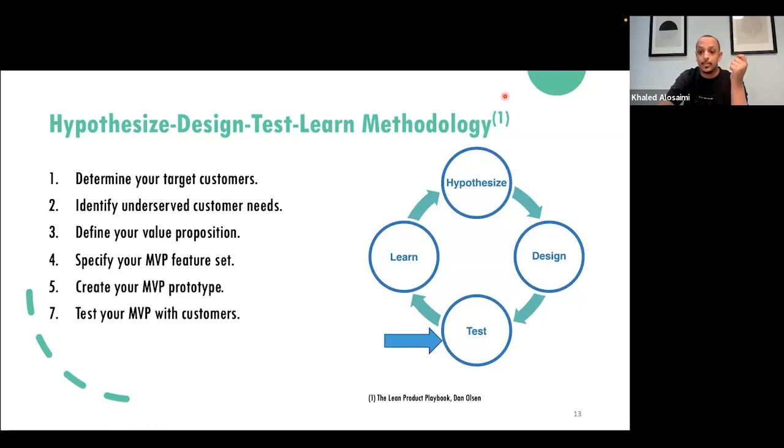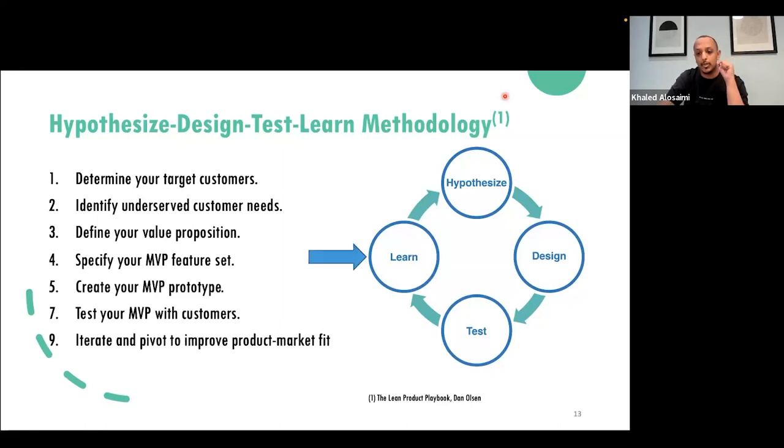And then once you have developed your main hypothesis, the feature set that you think, and the prototype, you will start testing it with your customers. The main important point here is to iterate and pivot to improve the product market fit. You put your success measurement, you put your hypothesis, and you put your solution, and now you're testing. Do not be fooled that from the very first iteration, good feedback means you have done it and you have that market fit.